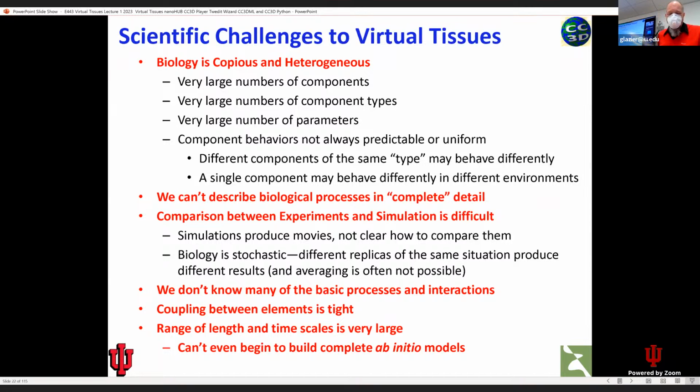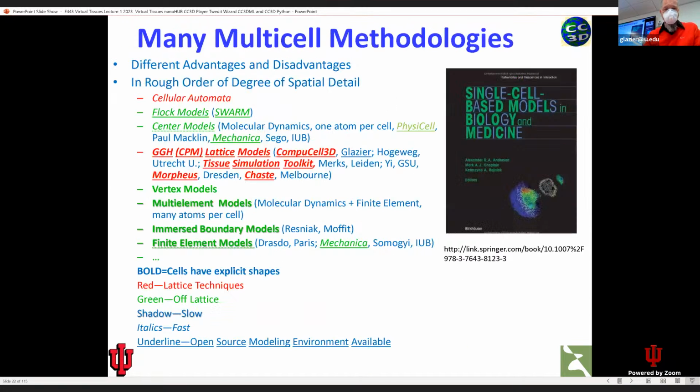And so there are a lot of other issues too. How do we compare experiments and simulations? Not so easy. Missing science. Range of length scales. It's hard. There are also a lot of different ways of building simulations.